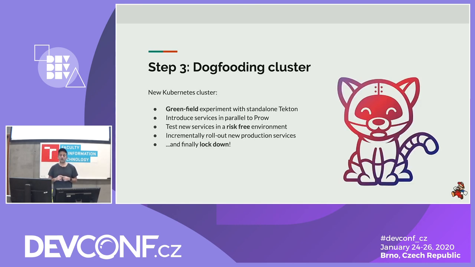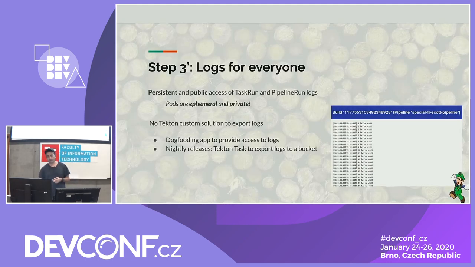So we started to get our own dogfooding cluster, which is a new Kubernetes cluster where we started to experiment and deploy these services, and to be able to test those services without disrupting the others, the main infra. The first thing that was really important, especially when you do CI, is to be able to do logging.